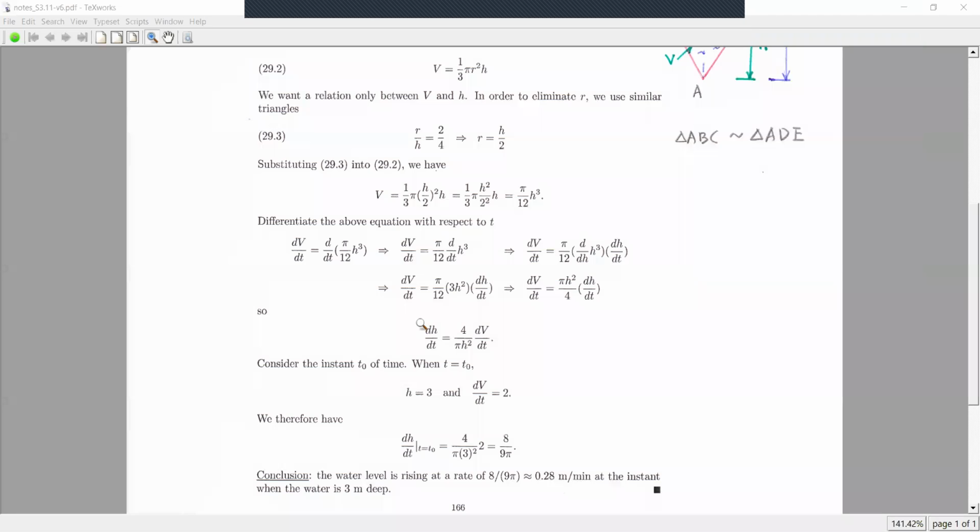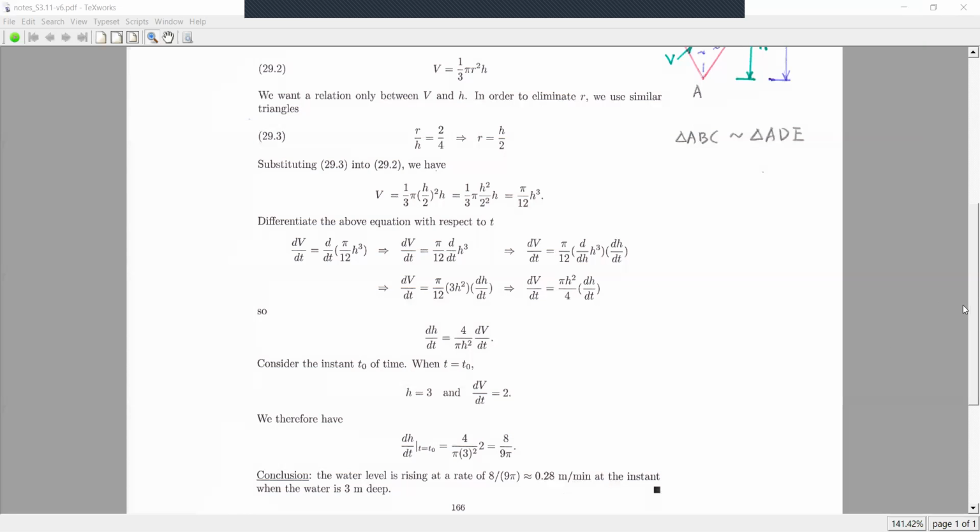Next, evaluate the derivative at the time t0. At t0, H is 3. The derivative of V is 2. Plug this information into this equation, then the derivative at the time t0 is this number.